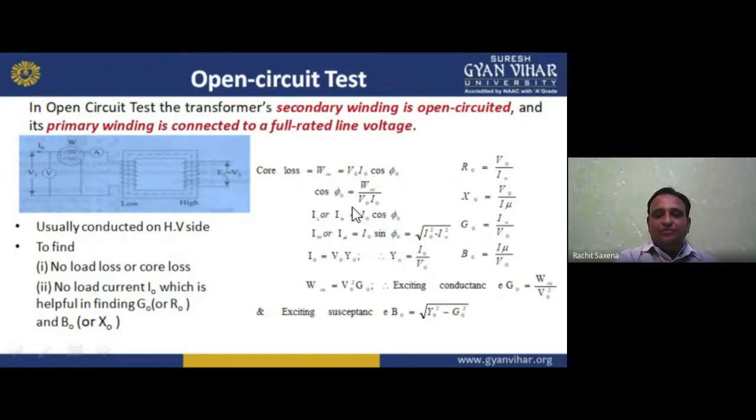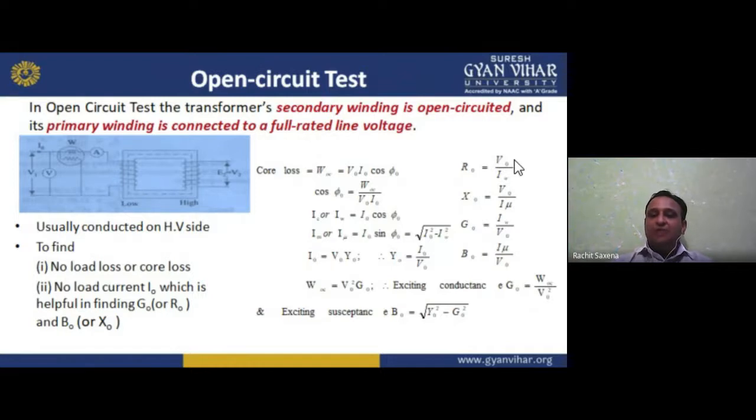So once we have cos phi naught, we can find sin phi naught, and I mu is equal to the square root of I naught square minus Iw square. And Y naught is equal to I naught upon V naught, and W OC is equal to V naught square G naught. That is, we can find the conductance here. And the susceptance we can also find with the equation B naught equals the square root of Y naught square minus G naught square, where R naught is equal to V naught upon Iw, and X naught is equal to V naught upon I mu.